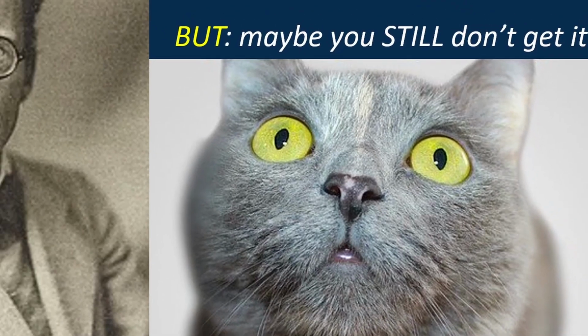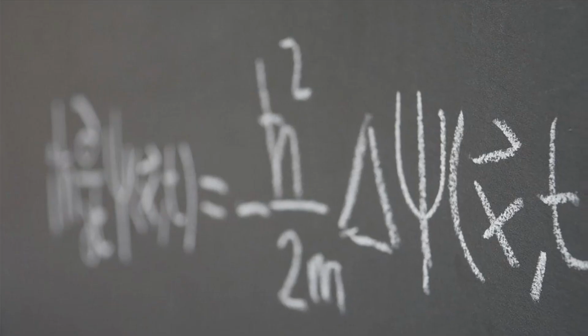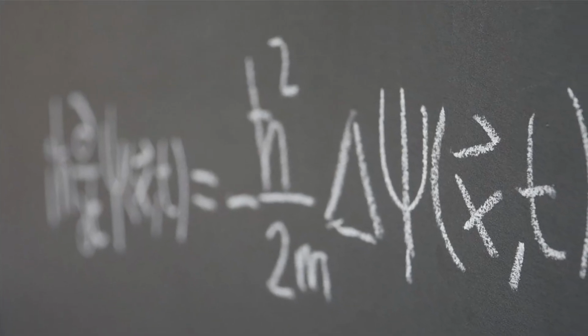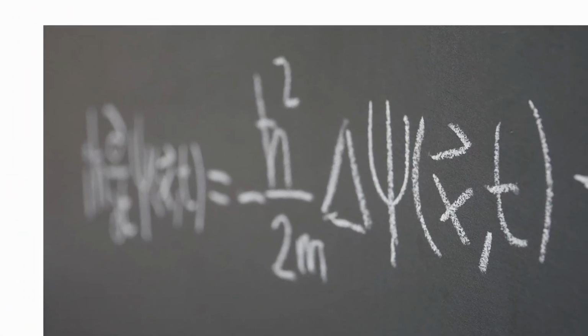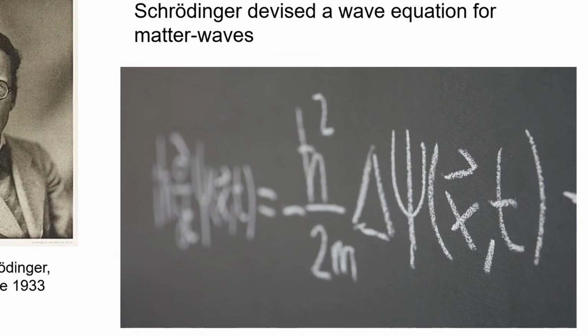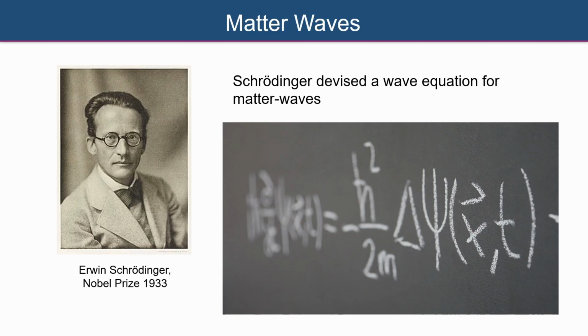So let's take a look at Schrödinger's cat. I would suggest that not many of us really understand what is going on. First of all then, let's be clear that Erwin Schrödinger impressively came up with a wave equation that enables us to understand particles at a very small scale, such as electrons and atoms.